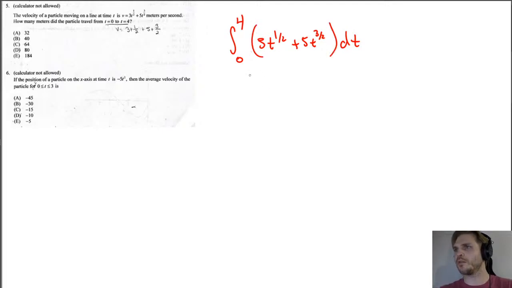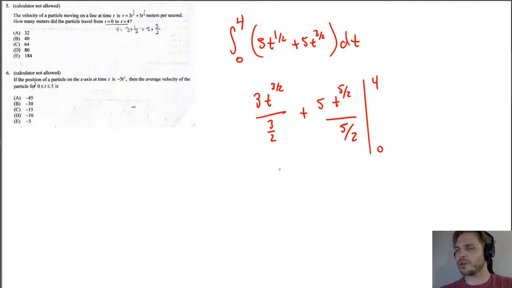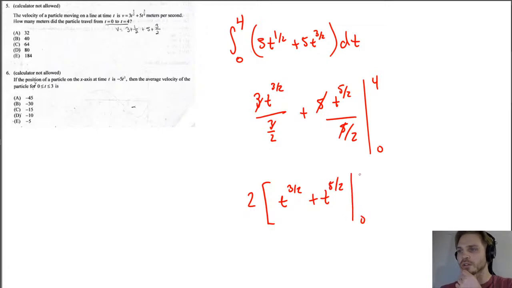Okay. All right, so we'll use a power rule. This is going to be 3t to the 3/2 over 3/2 plus 5t to the 5/2 over 5/2, and then evaluated from 0 to 4. Then I'll just cancel this, and that brings the 2 up to the top. So it's like 2, and I factored out 2. 3/2 plus t to the 5/2 from 0 to 4. So 0 is just going to zero out, so really we just need to do for 4.